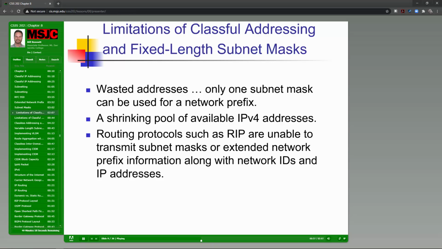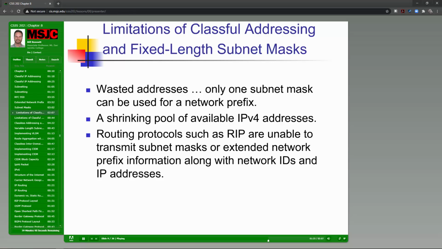So just going through the bulleted items here: wasted addresses, only one subnet mask can be used for the network prefix. A shrinking pool of available IPv4 addresses, because again we've got so many more devices that require IP version 4 addresses. Routing protocols, remember that's the way that the routers share their routing tables with each other. A route is learned through a routing protocol, and one of the first routing protocols, which was RIP, was unable to transmit subnet masks that are variable length. And even subnet masks that we've converted from classful addressing.